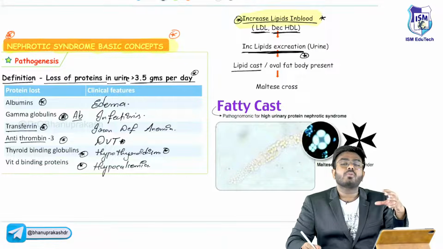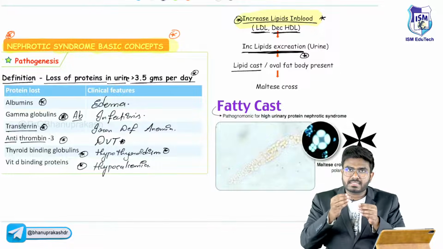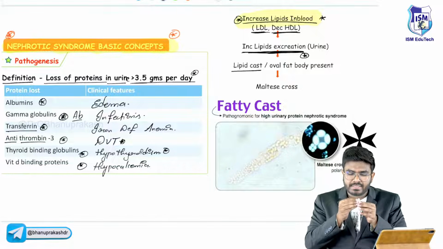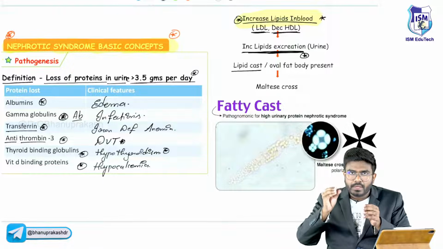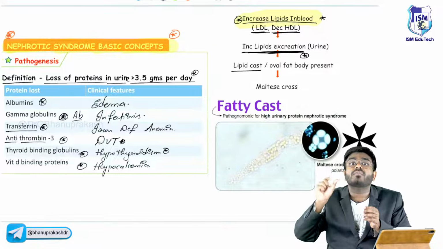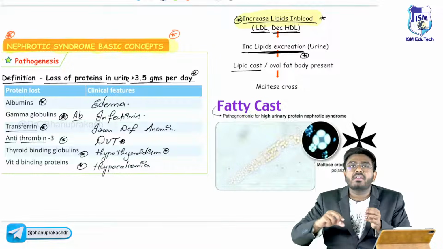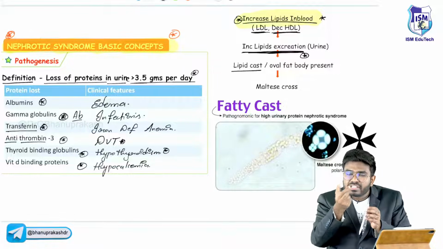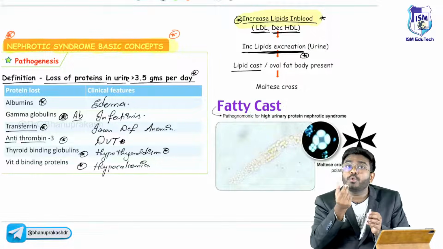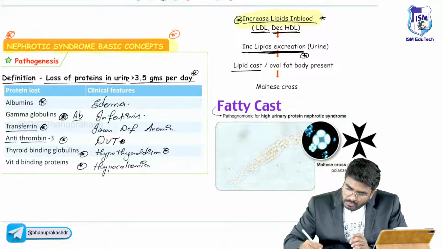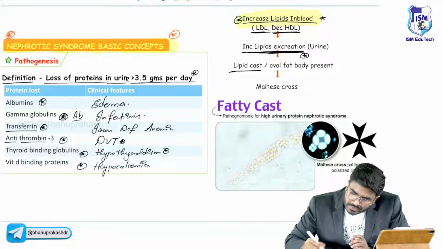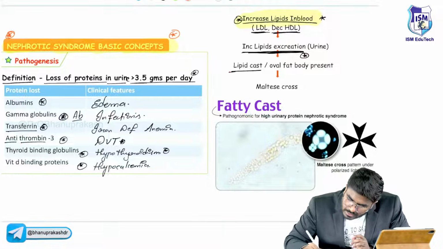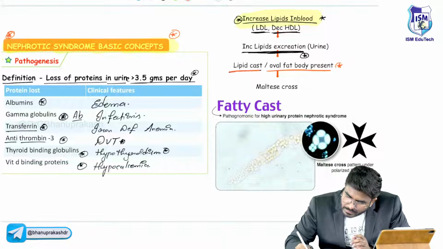As the lipids are coming out, these waxy substances, these lipids, they have to pass through the nephron. So, they will take the shape of the tubule. They will take the shape of the nephron. So you are going to have lipid casts. Okay, so lipid casts are seen in the urine.